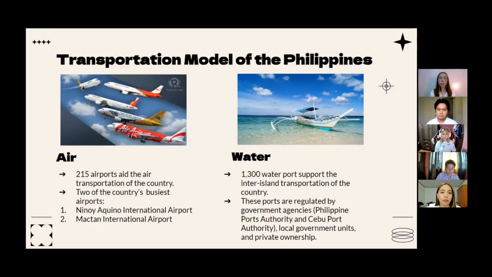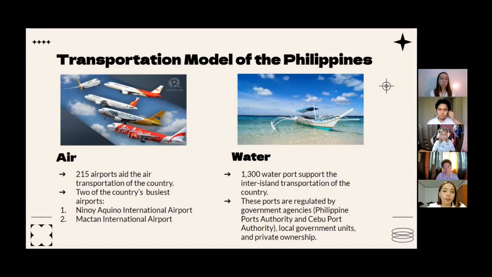Next, for the water transport, it aids the inter-island transportation system of the country. In total, there are 1,300 ports in the Philippines, 1,000 of which are state-owned, while the remaining are privately owned. Out of the 1,000 government-owned ports, 140 are under the governance of the Philippine Ports Authority and Cebu Ports Authority, while the rest are under the control of government agencies or local government units.